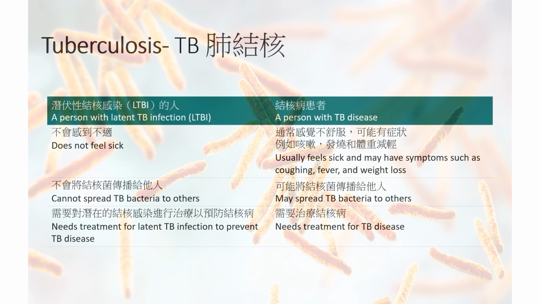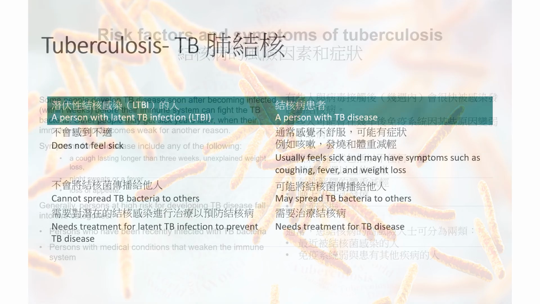A person with latent TB infection does not feel sick. He or she cannot spread TB bacteria to others and needs treatment for latent TB infection to prevent TB disease. A person with TB disease usually feels sick and may have symptoms such as coughing, fever, and weight loss. He or she may spread TB bacteria to others and needs treatment for TB disease.